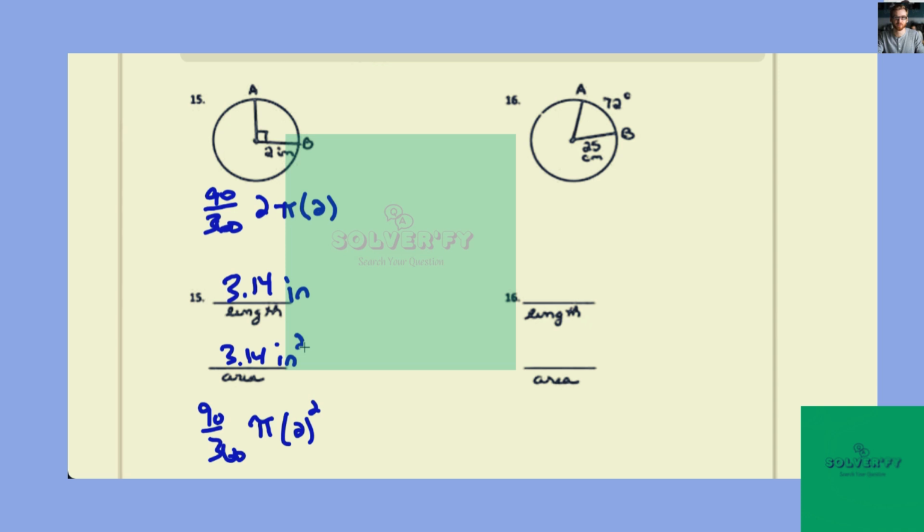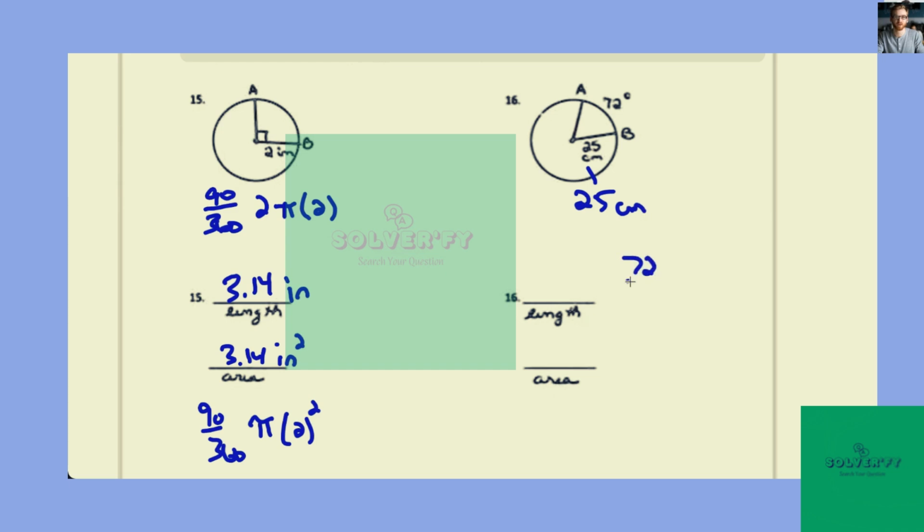If the arc measure is 72 degrees, and I think this is 2.5. No, I think it's 25. Well, if it's not 25, then you're going to have to redo the calculation. But I'm going to make my calculations on the assumption that that's 25 centimeters.